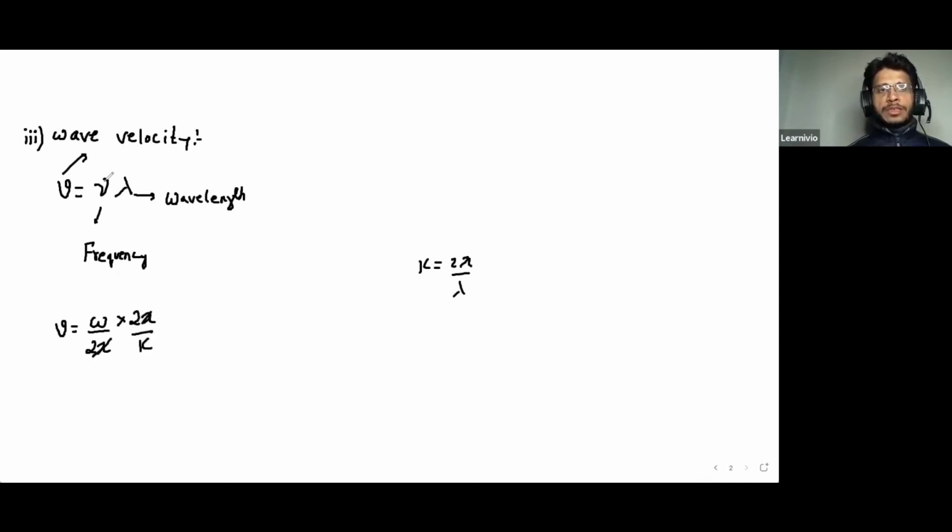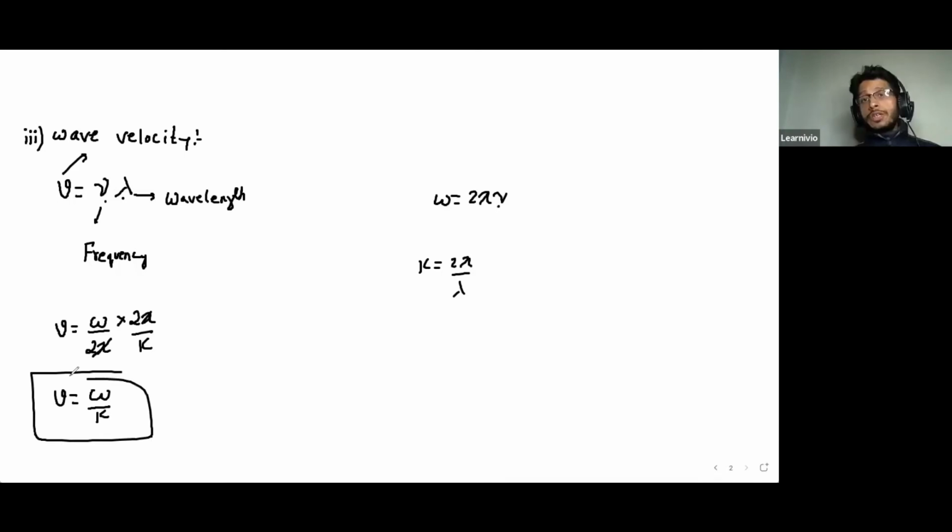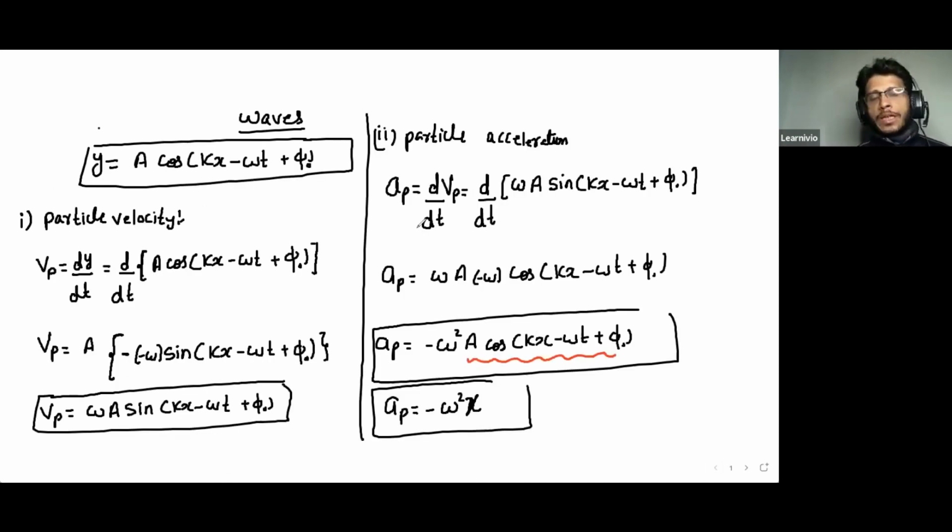The same thing, I'm just converting nu because omega is 2 pi nu. So instead of nu, I'm writing omega by 2 pi. Instead of lambda, I'm writing 2 pi by k. So your v comes out to be omega by k now. So this is the wave velocity. This is the velocity with which your wave travels. Like this is the velocity with which your sound wave is traveling. And earlier it was the velocity and acceleration with which the particles of the medium were oscillating.